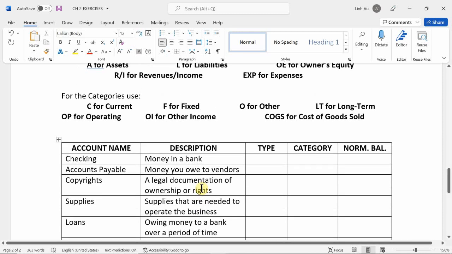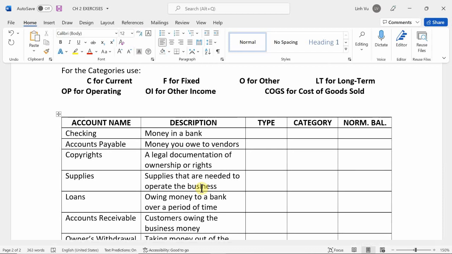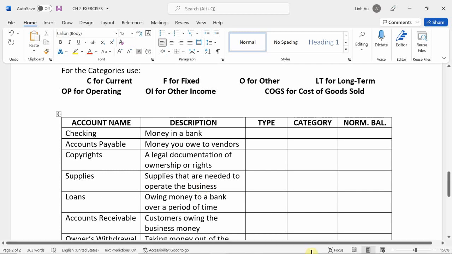So let's take a look at the first one, your checking account. Your checking account is going to be money in the bank. Straightforward, right? Your checking account. So what account type would that be?